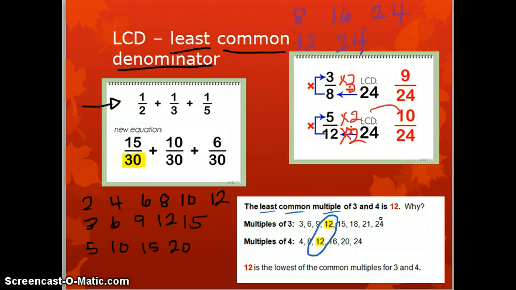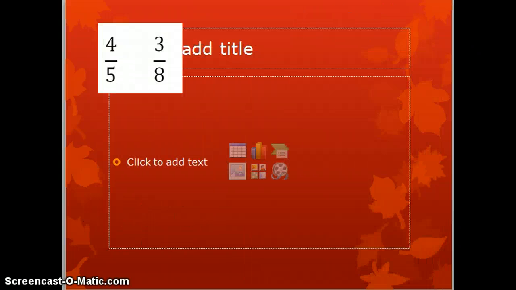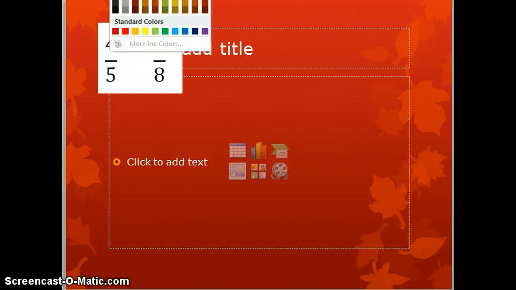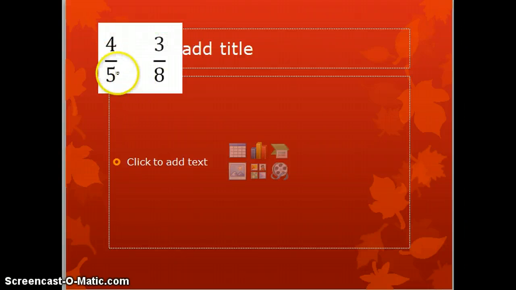We're looking for multiples, which is different than a factor. Multiples are the numbers that we get as we get bigger. Factors are the numbers that make up a number. So if we look at 4/5 and 3/8, at this point we really don't care about the 4 and the 3. We're looking for the 5 and the 8. That's what's important to us.